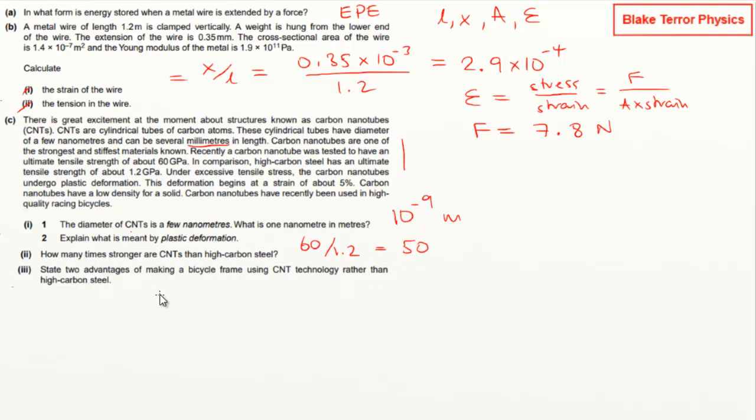State 2 advantages. So I thought we were going to get a bit more in the way of calculation of all this, especially as they've given us percentage and things, but it doesn't look as though we've got any more calculations to do. State 2 advantages of making a bicycle frame using carbon nanotube technology rather than high carbon steel. Well, we know for a start that they're stronger. That's 50 times stronger, and they've also told us that they're low density, so they're much lighter. So yeah, this last part seems to be an exercise of reading a paragraph of material and pulling some information out of it rather than doing anything else.